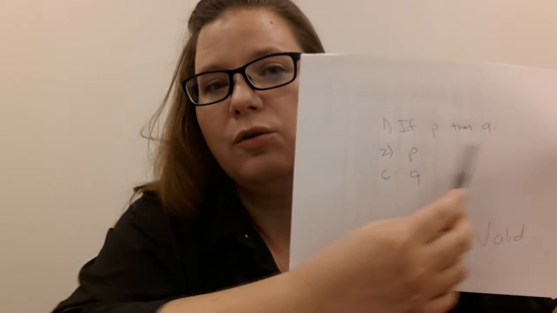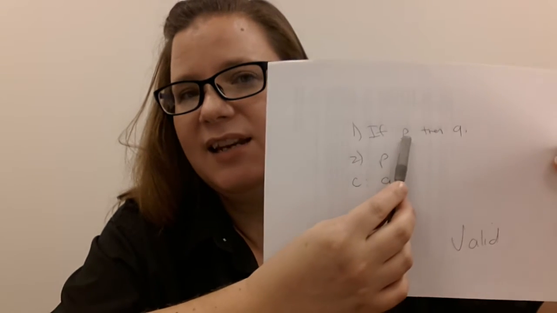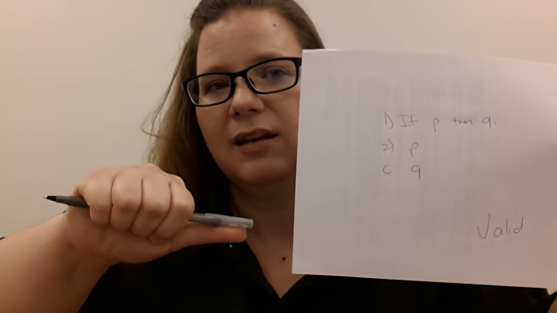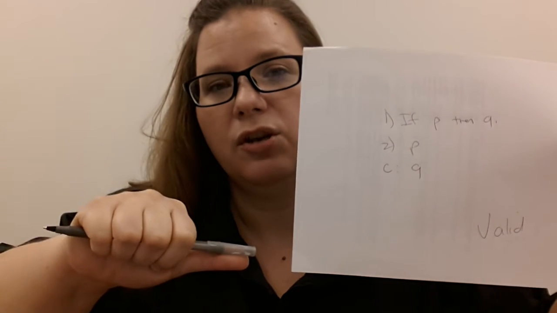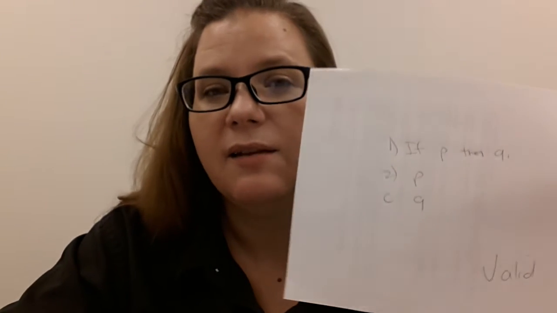If P, then Q. The second premise is P, the antecedent. If the antecedent happens, then the consequent has to happen. If I open my hand, the pen will drop. Premise 2, I opened my hand. Conclusion, the pen dropped. This is a valid structure. This is a valid argument. All right? Let's take a look at the next one.